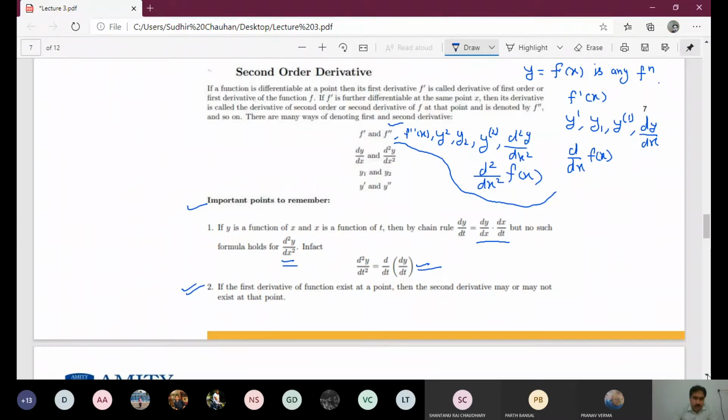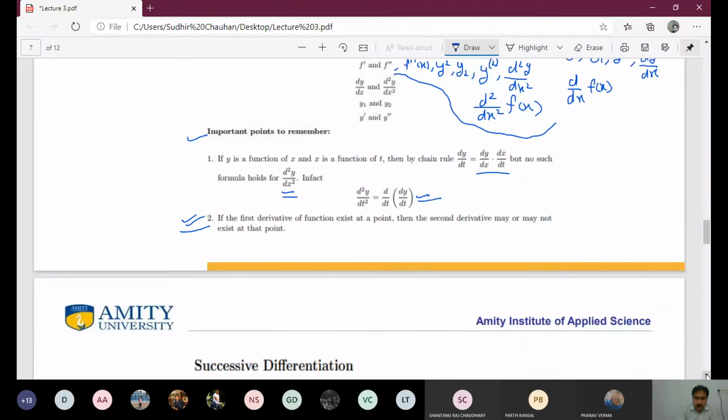If the first derivative of a function exists at a point, the second derivative may or may not exist at that point. So please remember, it is not necessary that every time we get successive differentiation. It may be possible, it may not be possible. And these are different notations.